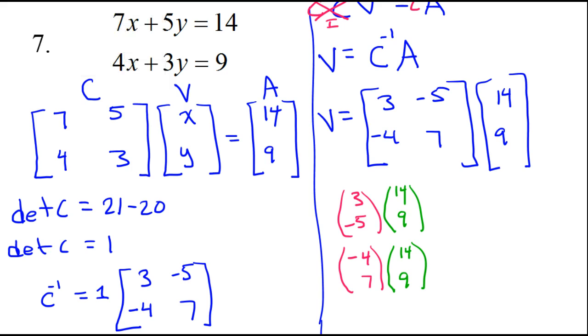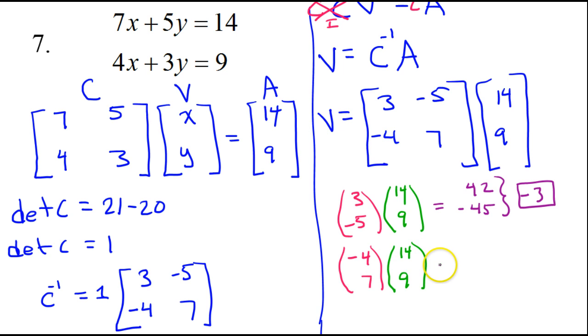So if I multiply these together, then I find that 3 times 14 is 42. So I'm getting 42, and then of course negative 45. So if you add that up, I'm going to get negative 3.